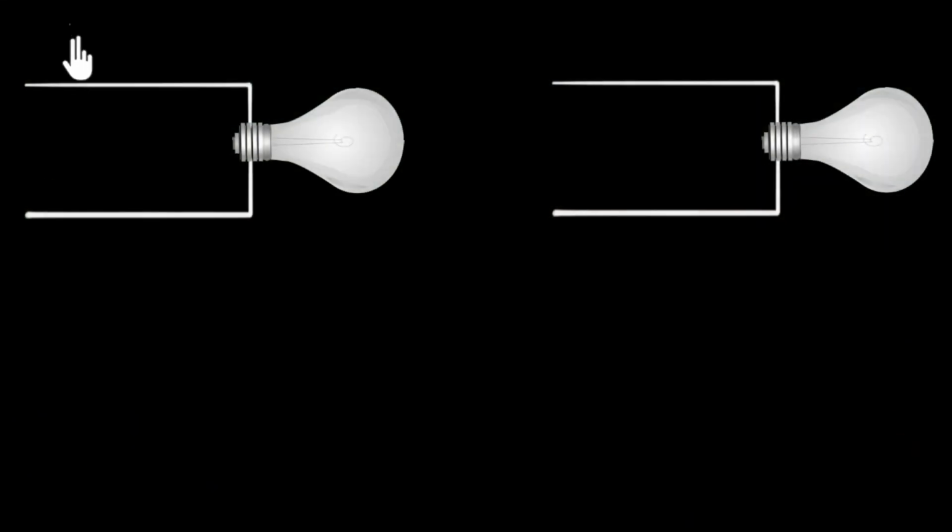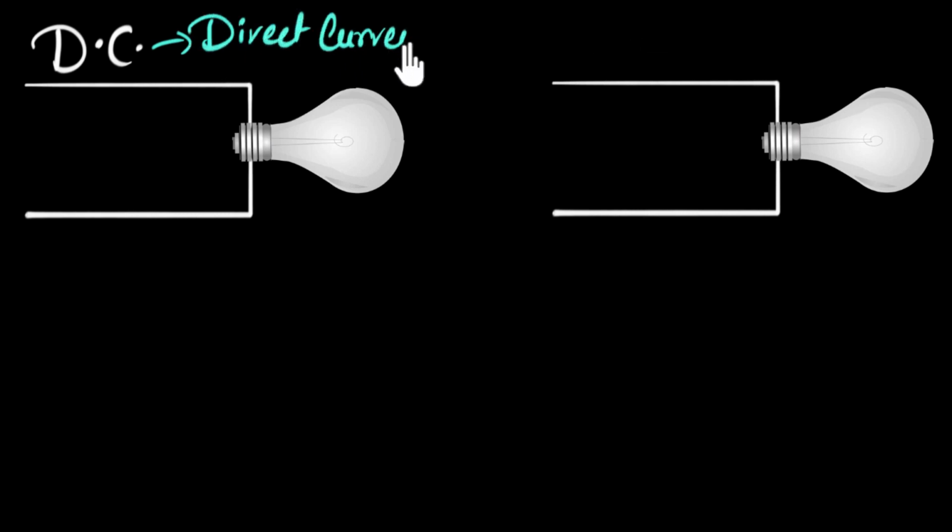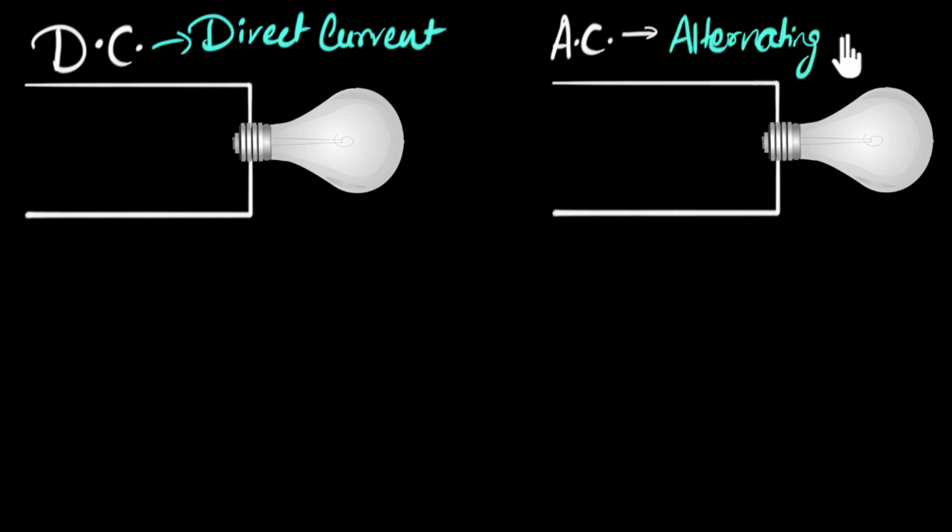And so current comes in two flavors. One is called the DC, which stands for direct current. And then the other one is called AC, which stands for alternating current. So what's the difference between them? Direct current is a one directional current, meaning you can imagine the current just flows in one direction.